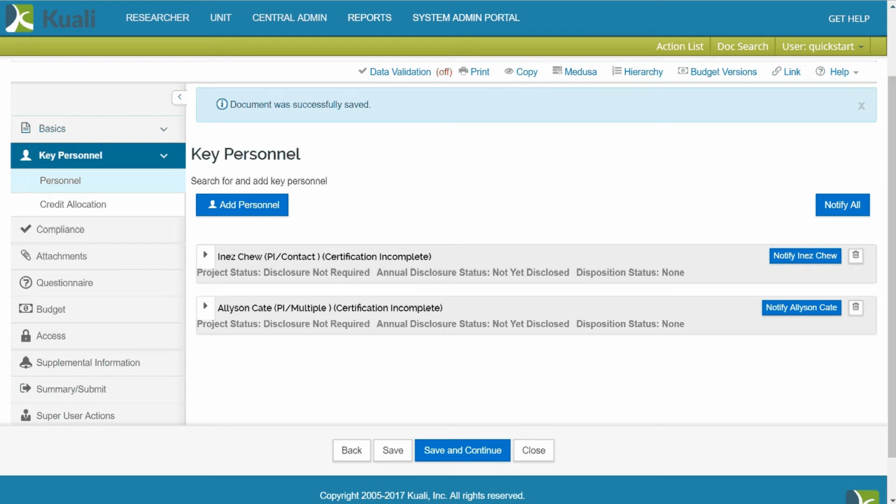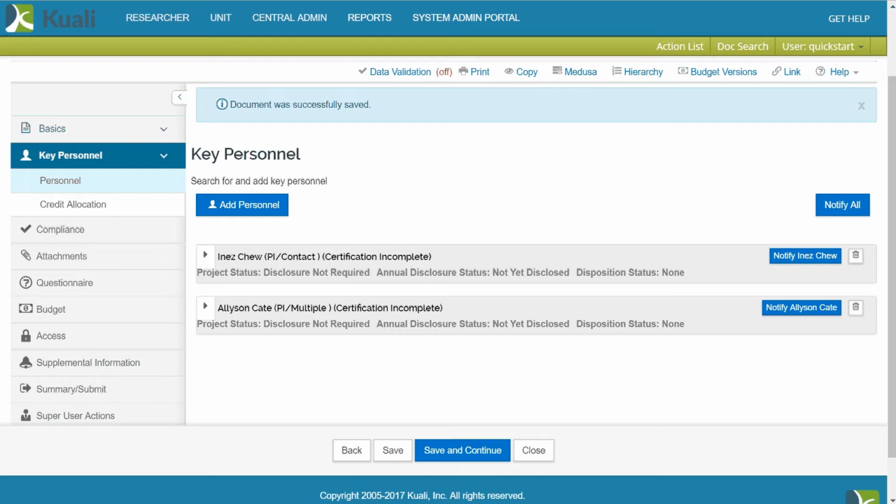Hello. Today we're going to talk about a dynamic in the Kuali Research module that can be a little bit confusing the first time that people see it. We're going to talk about credit allocation, or credit split as it is called in some of the other modules, but we're going to be looking at this in proposal development. It works the same way in every module.